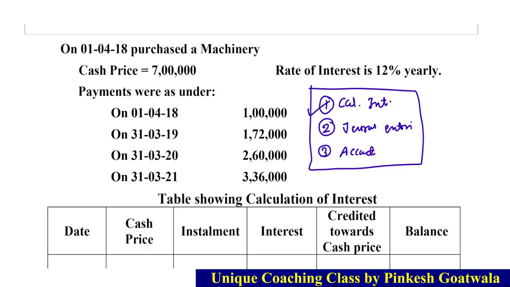Calculation of interest is complete, journal entries also we have completed, and accounts also. In a previous video we have solved the sum. In that sum we wrote journal entries as well as prepared the necessary accounts which can be prepared in the books of buyer and seller.